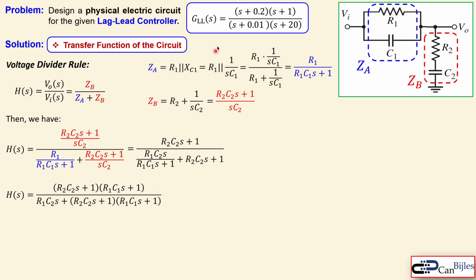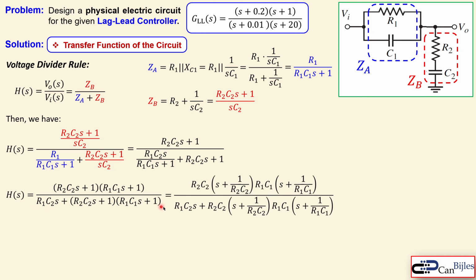Now we can further multiply this out and also simplify it such that we get this transfer function of H, similar or closely related in format to the given lag lead controller transfer function. So I will move on and do the next steps. The following, I will take R2 times C2 out from this first parentheses and also take R1 and C1 out. So the next step is this one. I will leave the denominator as it is. Actually, I mean this part.